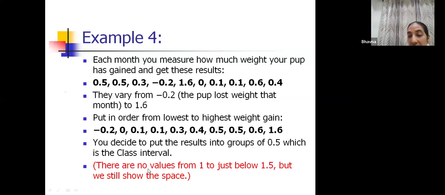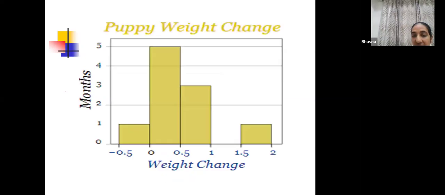A very peculiar observation in this data is that there are no values from 1 to just below 1.5, but we will still show the space. Many times students get confused. They say that in one interval, between 1 to 1.5 kg, there is no observation. So what do we do? Will it become a bar diagram?